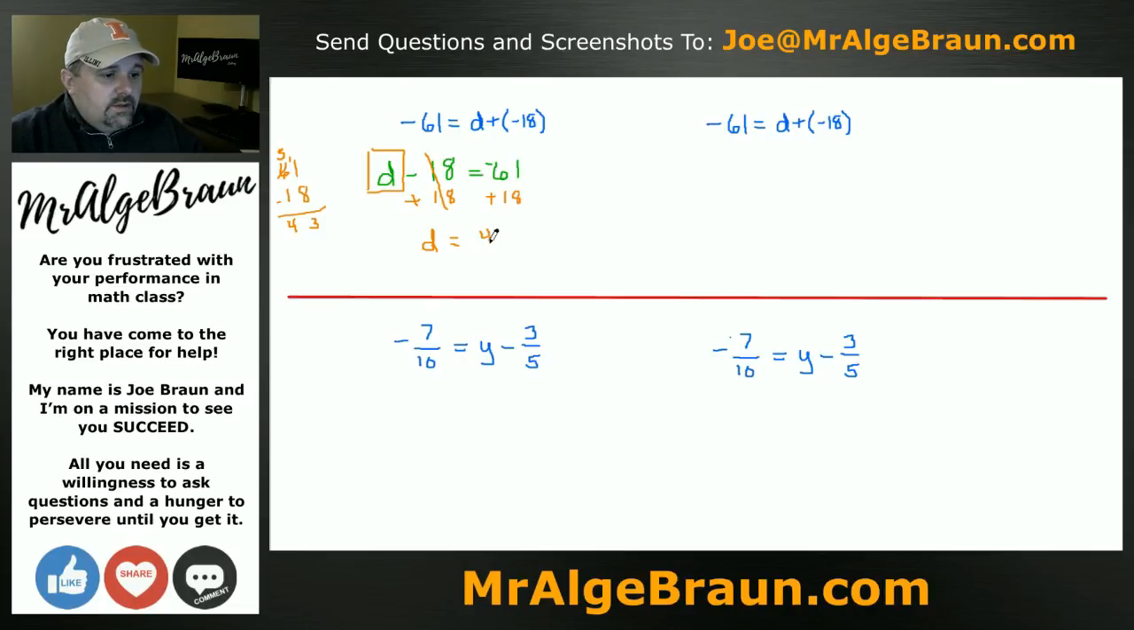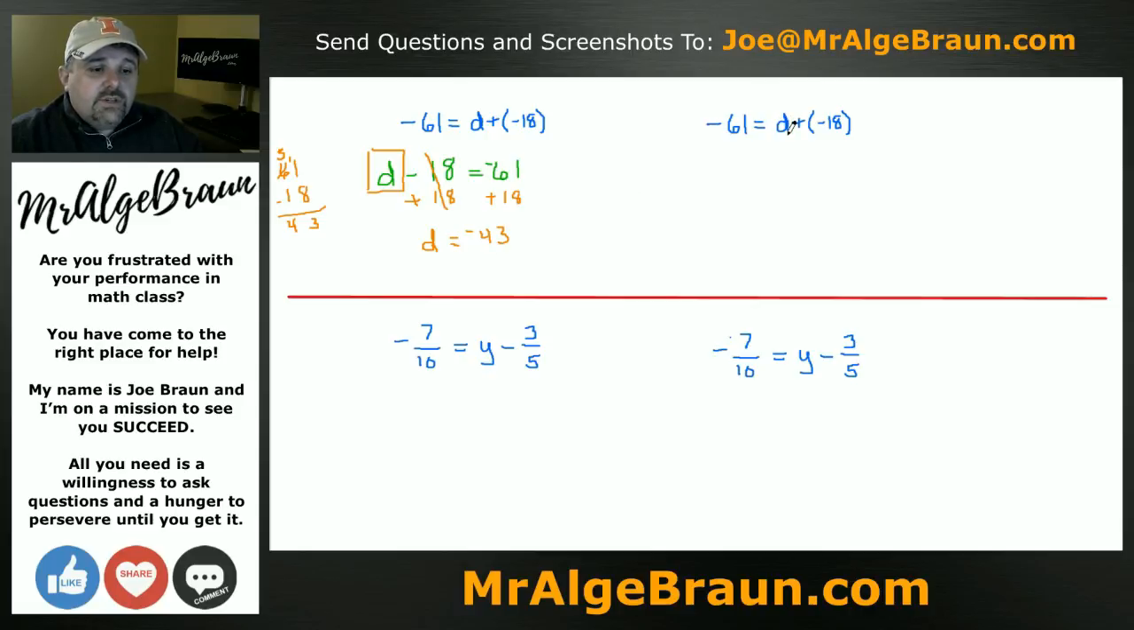So 43. Now I need to come back and look at the numbers 61 and 18. This one's bigger. In essence, I'm taking the absolute value of these numbers. What's the absolute value of negative 61? What's the absolute value of positive 18? Well, 61 would be bigger, and its original sign was negative. So my answer here is negative 43.